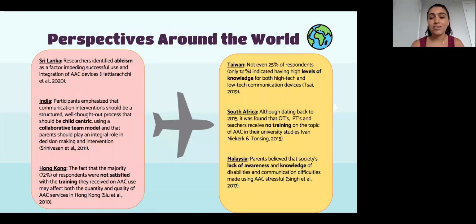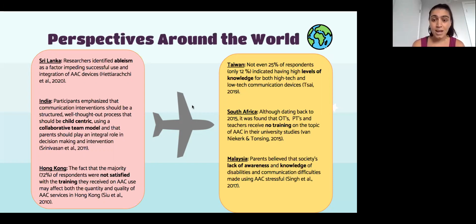So now we wanted to share some of the perspectives that we found around the world concerning this topic, just to have a little glimpse of what's going on outside of North America and to get more of a holistic worldview. We'll go over a few of them together. If we start with Sri Lanka, ableism does seem to be one of the apparent barriers to the use of AAC devices.